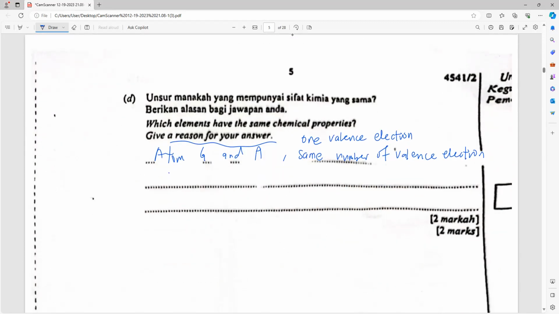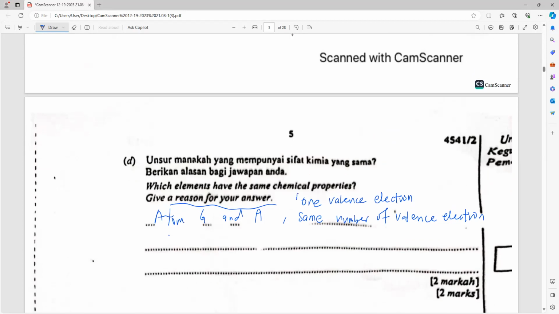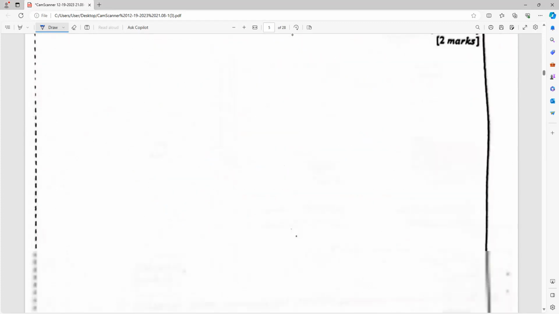Usually the teacher likes this answer. You just straight away gave me, they have one valence electron. And remember, chemical properties is related to the valence electron. Chemical properties is not related to the proton number or number of protons. Don't get confused. All right.